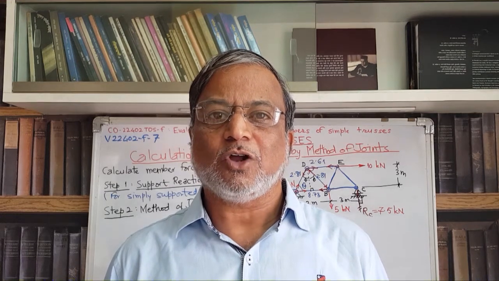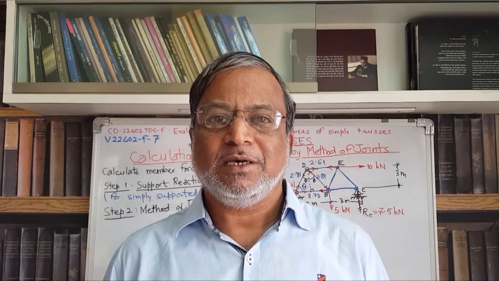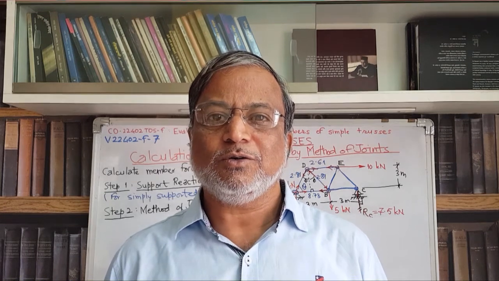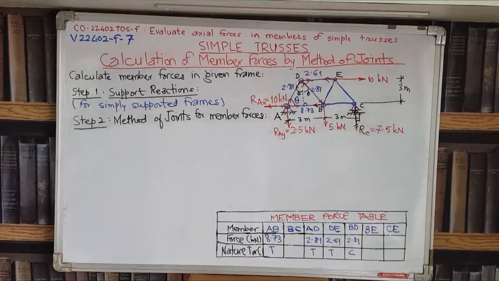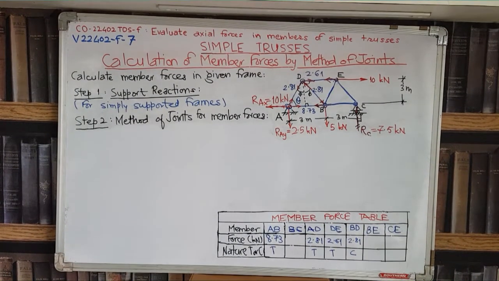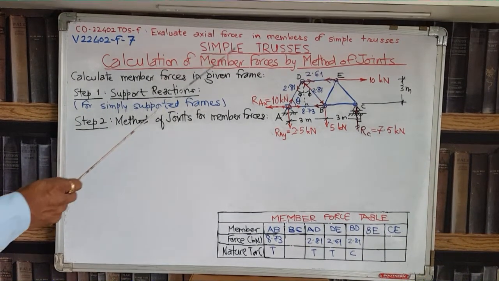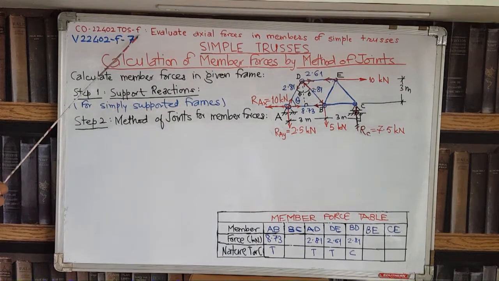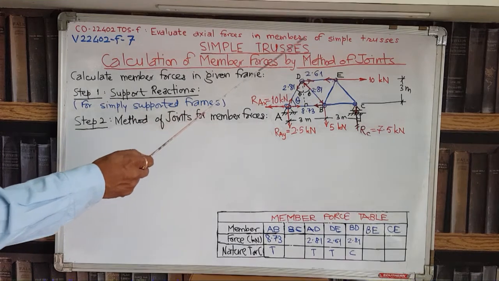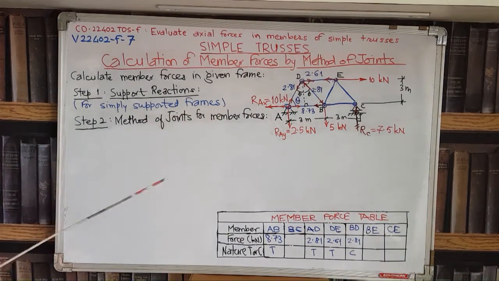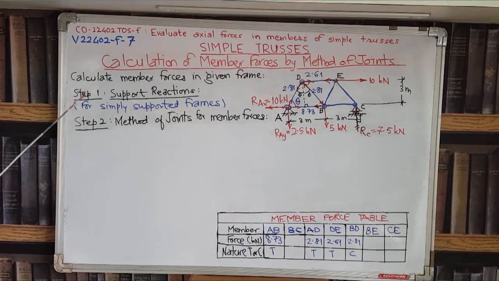We are studying the topic of simple trusses, and in today's video we are going to continue with the problem on method of joints. The topic of simple trusses is related to the course outcome F: evaluate axial forces in members of simple trusses. So we are studying a problem on method of joints. The problem is: calculate member forces in the given frame.